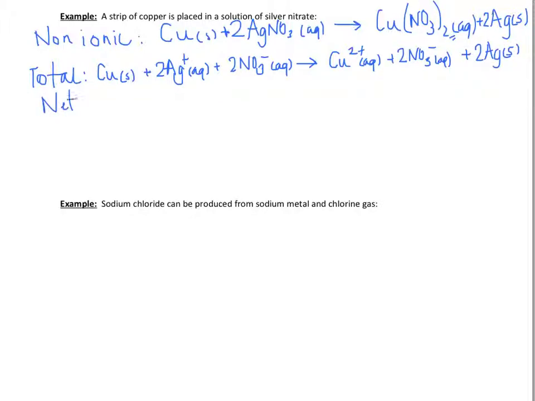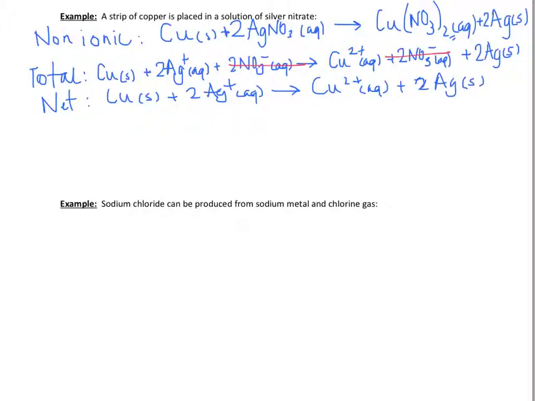Once you've written out the total ionic equation, you can write out the net ionic equation by crossing out anything in the total ionic equation that is identical from reactants to products. And you'll notice that's 2 NO3- aqueous and 2 NO3- aqueous. Those are our spectator ions. To give us a net ionic equation of Cu solid plus 2 Ag+, reacting to produce Cu2+ and 2 Ag solid. From there, we can now write out our 2 half reactions.